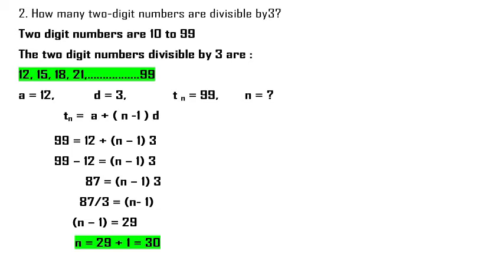So the AP will be in the form of 12, 15, 18, 21, and so on. The last term is 99. In this AP, the value of A is 12 and the value of D is 3. Consider Tn as 99 and find out the value of n. Apply the formula Tn is equal to A plus n minus 1 into D. Then the value of n will be equal to 30.